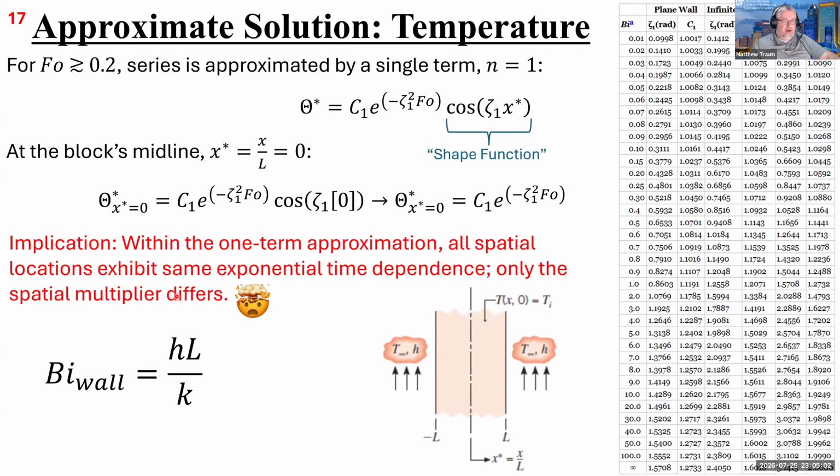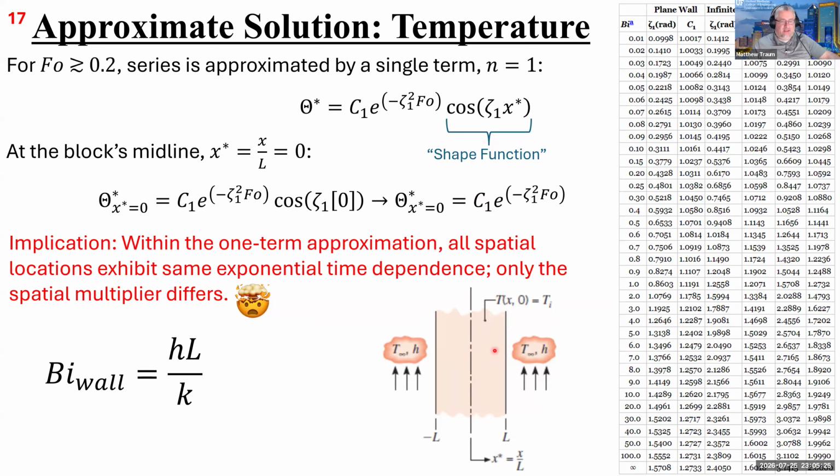Only the spatial multiplier differs, right? So only the shape function of the spatial multiplier differs. And so what we're going to do is, every time we encounter one of these, if we're interested in the temperature at some spot other than the midline, we're going to first solve for the temperature at the midline at the time that we're interested in. And then we're going to just multiply that by the shape function, the spatial multiplier.